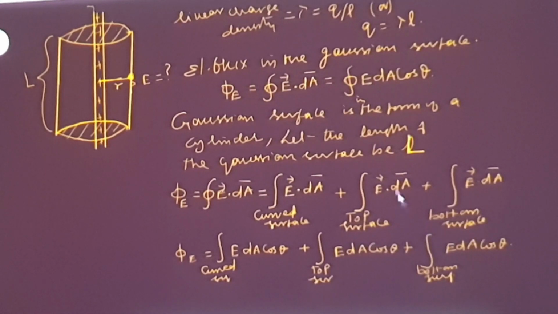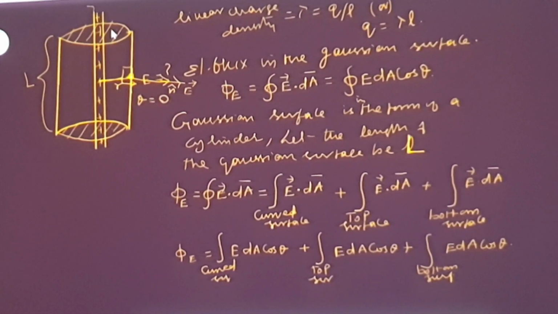In order to get that, I am taking an infinitesimally small area on the top surface, the bottom surface, and the curved surface. If I take a small area on the curved surface, then the normal drawn will be in this direction, n cap, and the direction of the electric field is also in the same direction, perpendicular to the surface and acting away. So on the curved surface, angle theta is equal to 0.